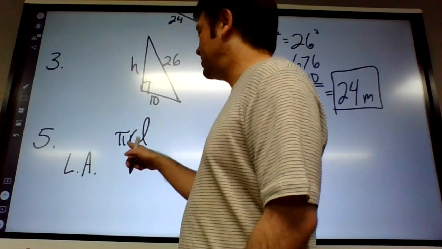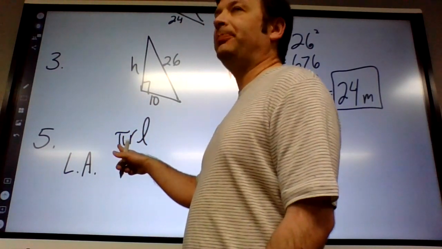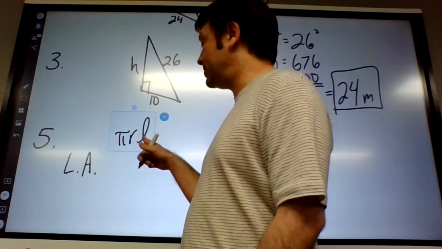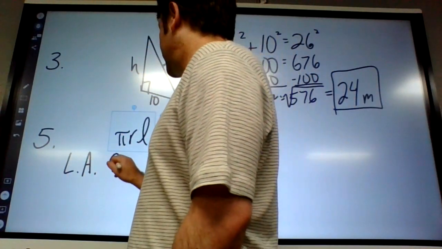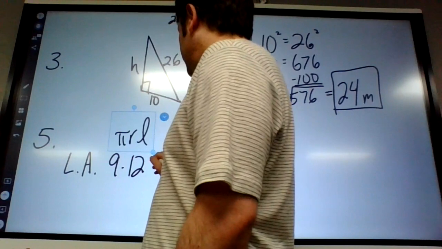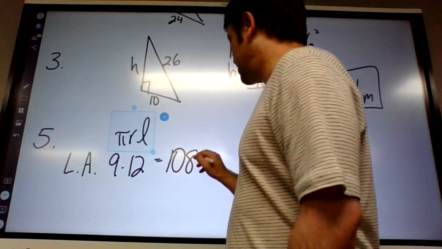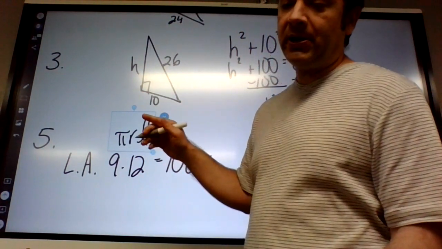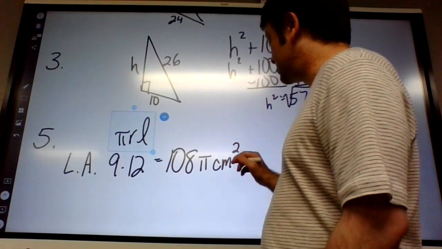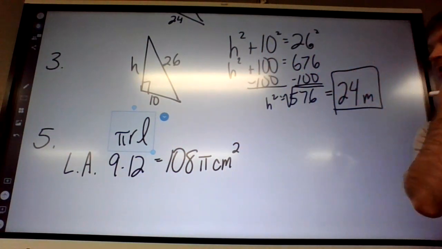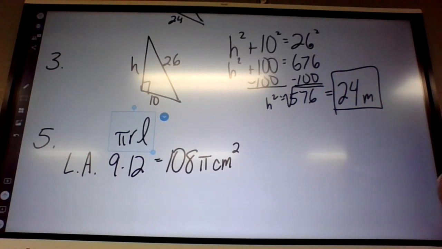Okay, so all we really need, I'm not gonna plug pi in, by the way, is radius and slant height. So the radius is 9, and the slant height is 12. So it's just 108 pi. Now is this an area? Yes it is. This is the lateral area. So it's 108 times pi centimeters squared.